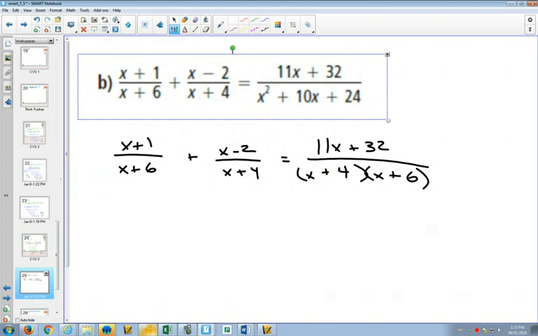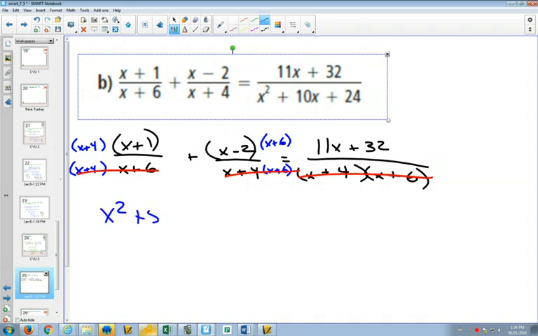And so if we're getting a common denominator, this one's missing x plus 4 and x plus 4. This one's missing x plus 6 and x plus 6. And now that we have a common denominator, you can multiply everything through by that common denominator, and it would get rid of your fractions. So if you multiply that one through, you'll get x squared plus 5x plus 4, x squared plus 4x minus 12, 11x plus 32.